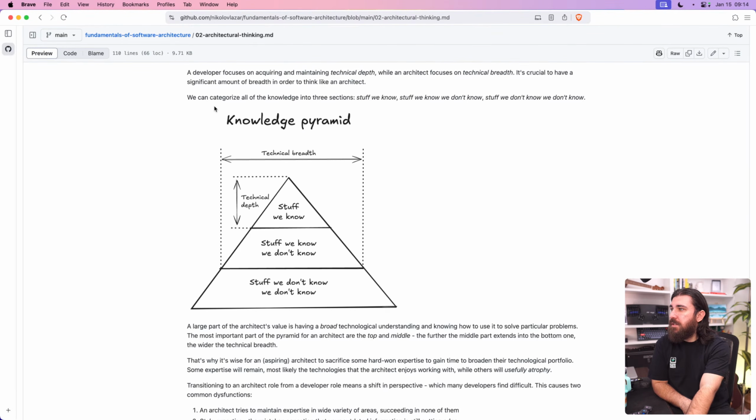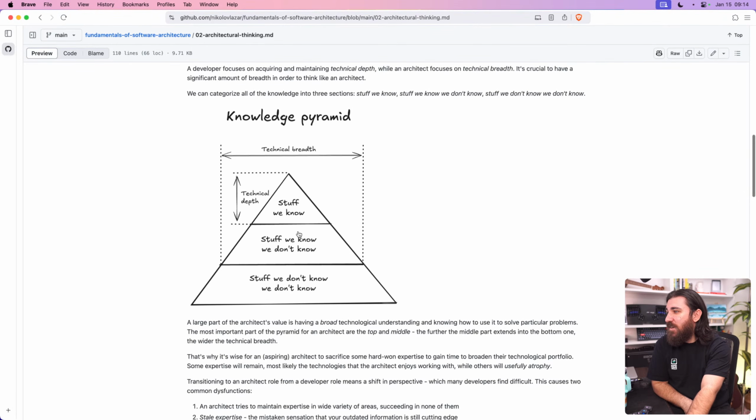We can categorize all the knowledge of the human into three sections. The stuff that we know is at the top. The stuff we know that we don't know. For example, I know Kubernetes exists, but I haven't worked with it, so I don't know Kubernetes. And there's also stuff we don't know that we don't know, and I can't talk about it because I don't know it, right? So this is the knowledge pyramid.